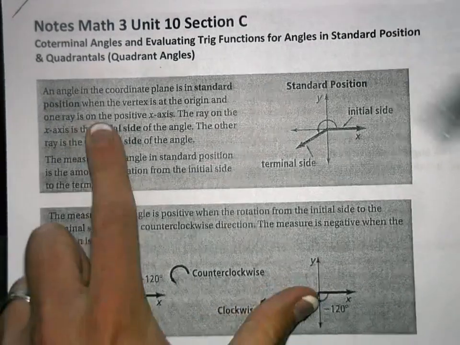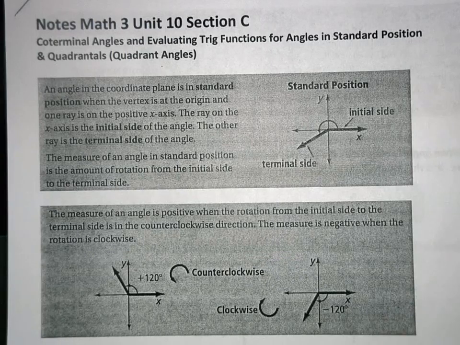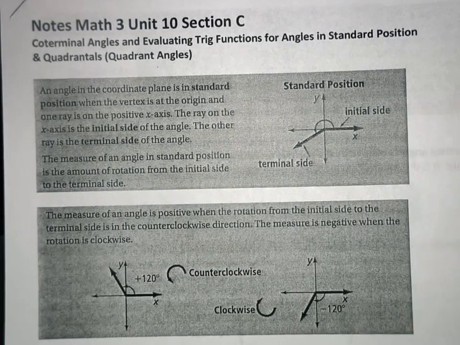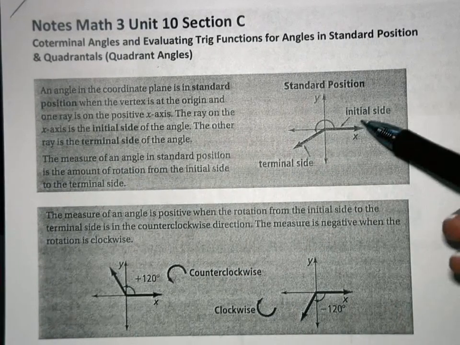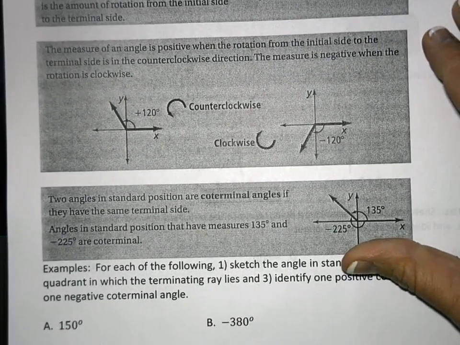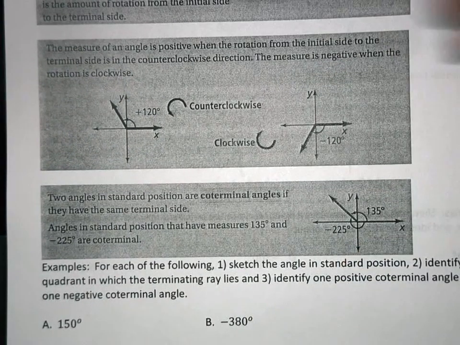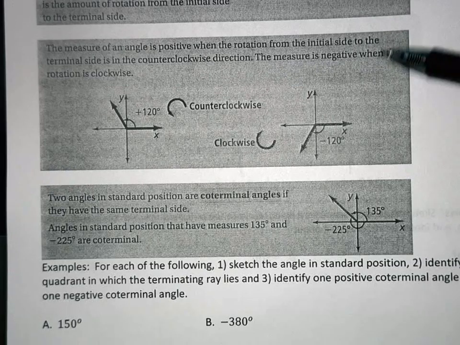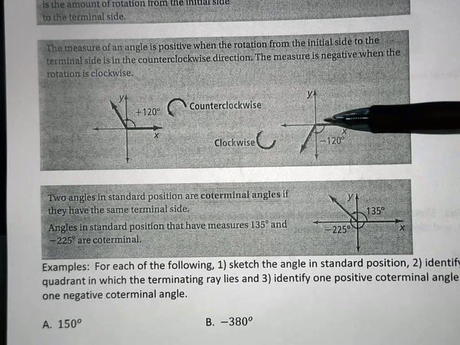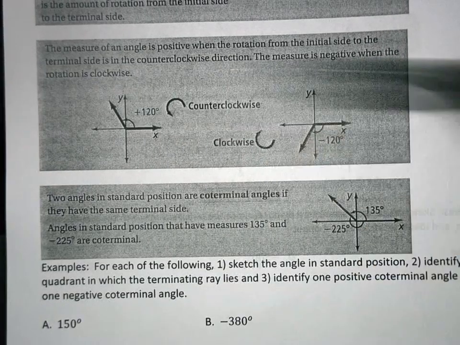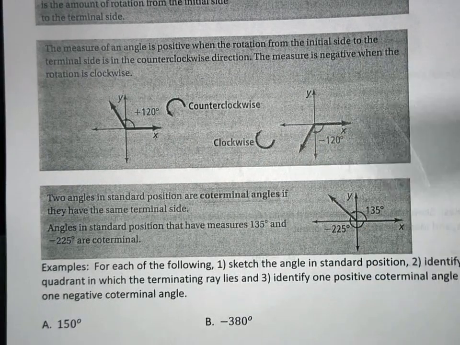So remember that standard position, you start at your initial side. You draw your arrow around to your terminal side, okay? That is the standard position of an angle. This is your initial side, terminal side. The measure of an angle is positive when the rotation from the initial side is going counterclockwise, so going to the left, that is positive. And when you go clockwise, going down, that is a negative angle.